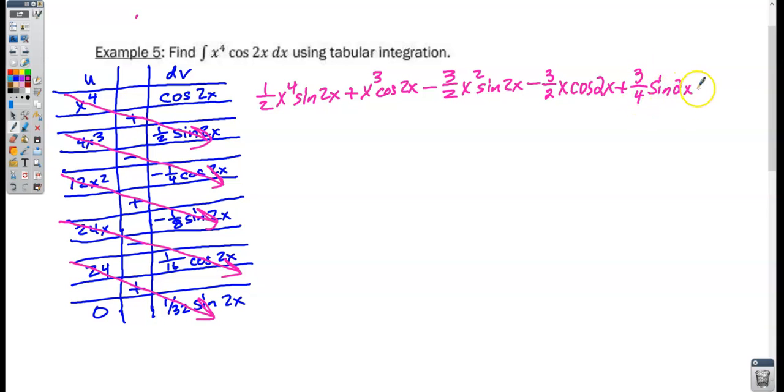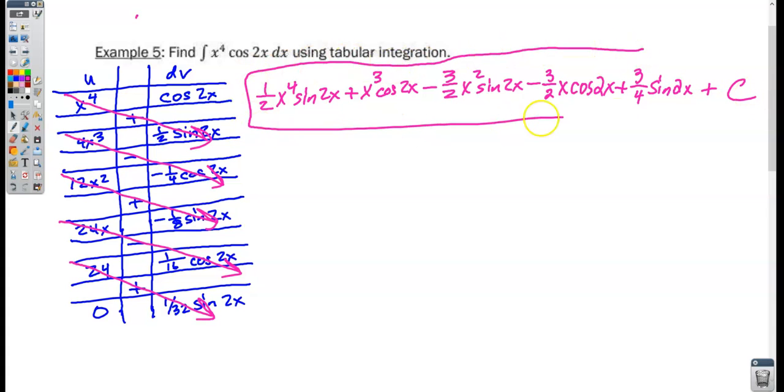sine of 2x. And don't forget your constant of integration. And boom, there's the integral of x to the 4th cosine of 2x dx using tabular integration. Excellent. Very cool.